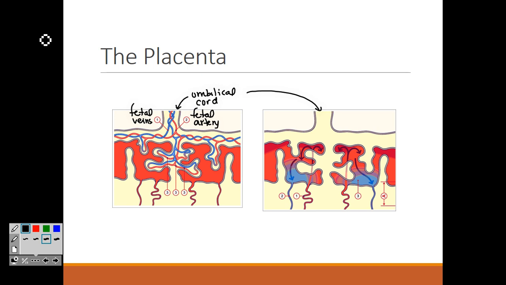Now, if you look at what's happening, these blood vessels come down here, but they don't ever touch the mother's blood. This would be the mother's blood, and these would have fetal blood. You'll notice that the vessels that contain fetal blood run directly next to the structures that have the mother's blood, but they don't actually ever mix.